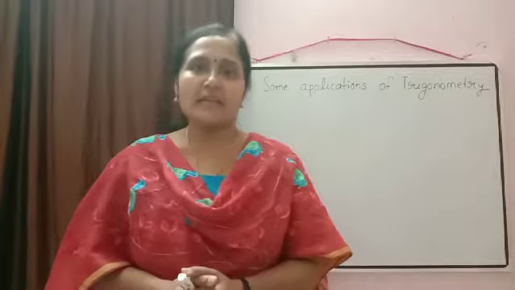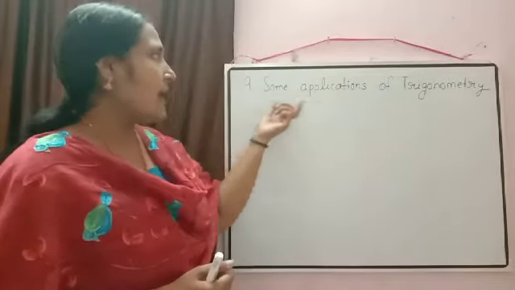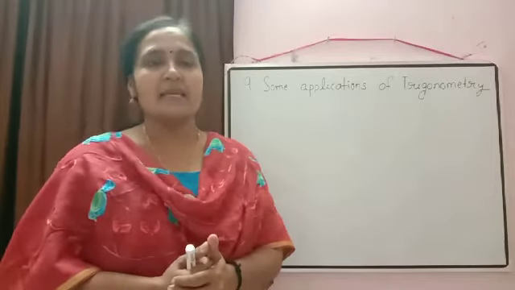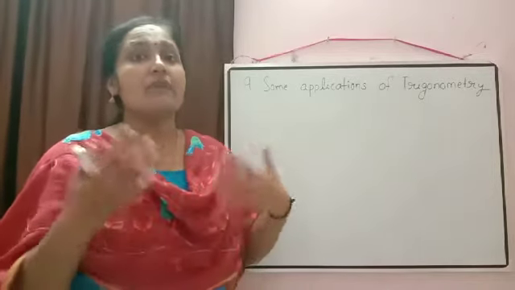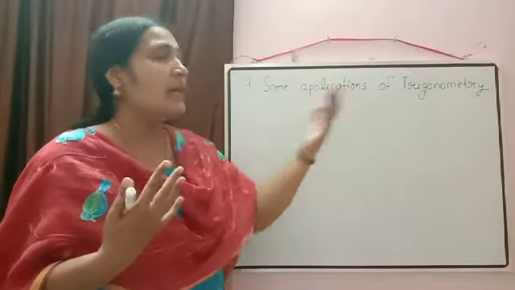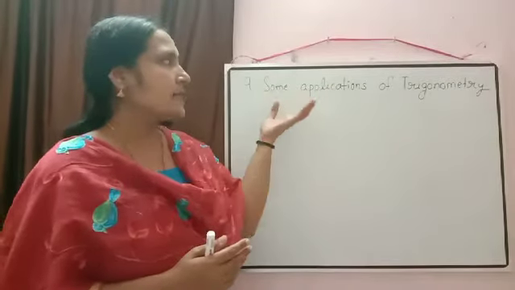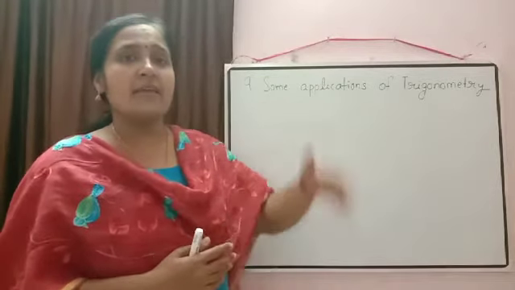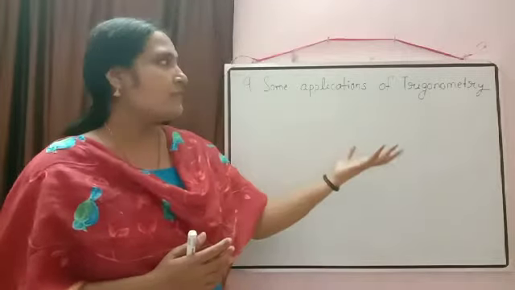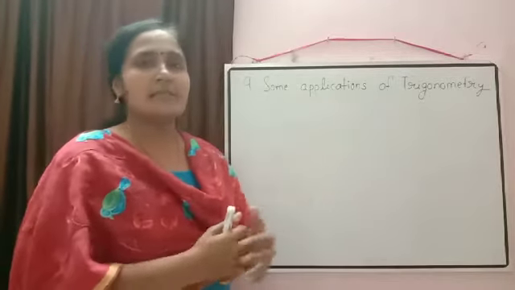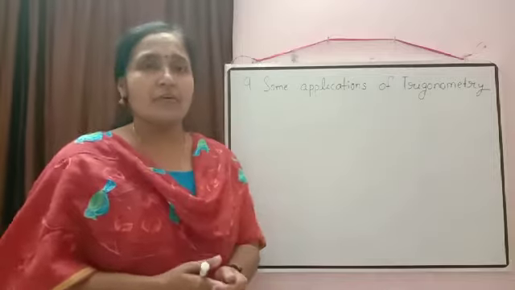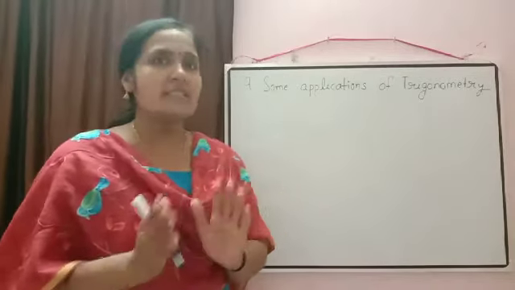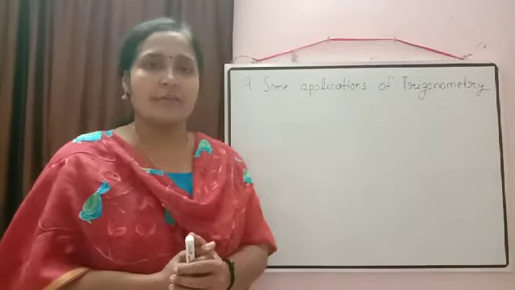Today we are going to start the next chapter, that is some applications of trigonometry. We already studied the concept of trigonometry. Now we will check where we can use the concept of trigonometry. Usually we use this concept to find the height of objects which we normally cannot measure. So the height of objects we can calculate using trigonometry, because we know trigonometry is that branch of mathematics which deals with the relationship between sides and angles of a triangle.